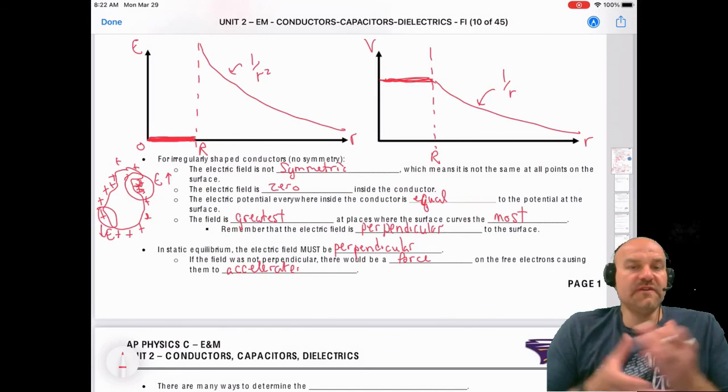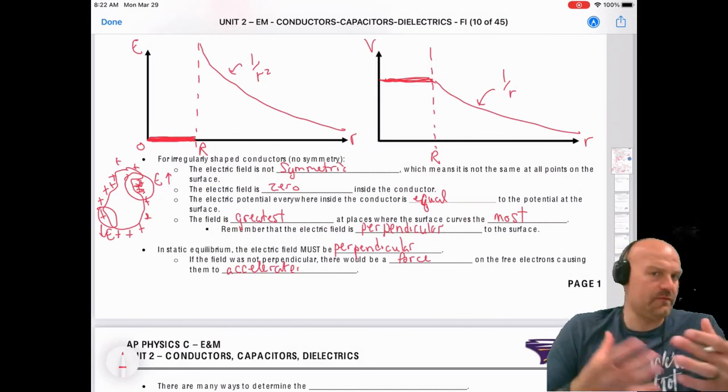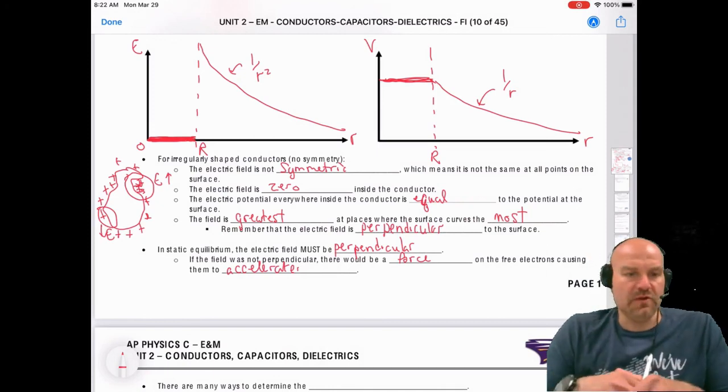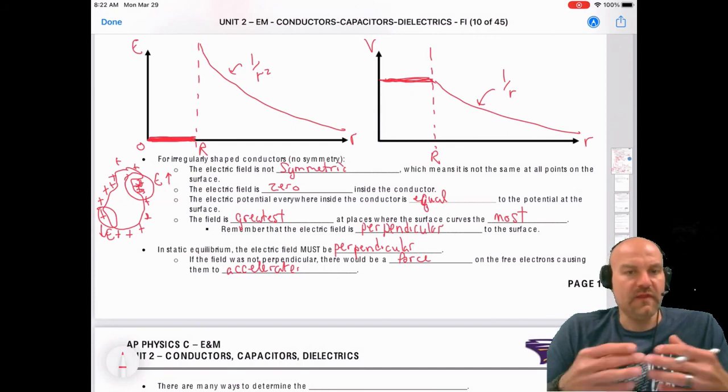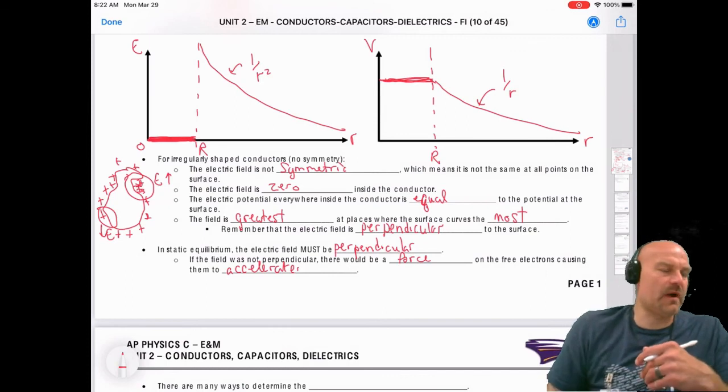Okay, so this will end the first video. So part one of conductors, if you want to say unit 2.1, is focusing on conductors. In the next video, we're going to look at how we calculate the electric potential, and we're going to look at some problems for that.